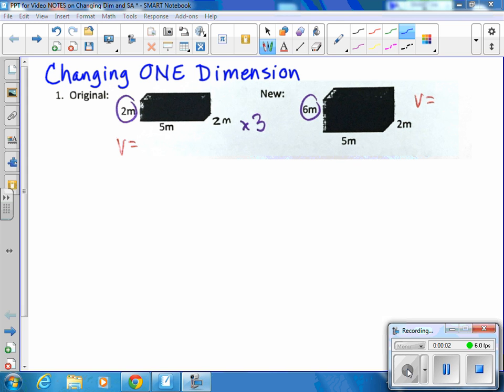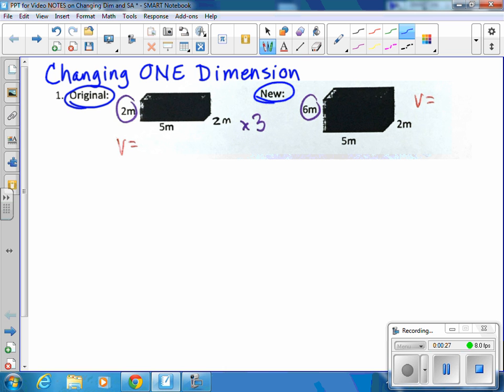Today we're going to talk about changing one dimension in a rectangular prism, or actually in any prism. One of the objectives we have, remember, is that they will change one dimension on you, not all three, not two, just one. They'll either change the length or the width or the height, and then you have to compare and see what happens. So what we're going to be doing here is comparing what happens from the original prism to the new prism.